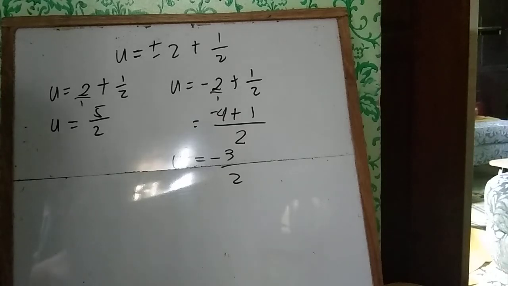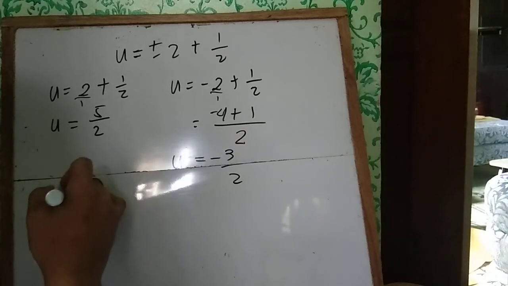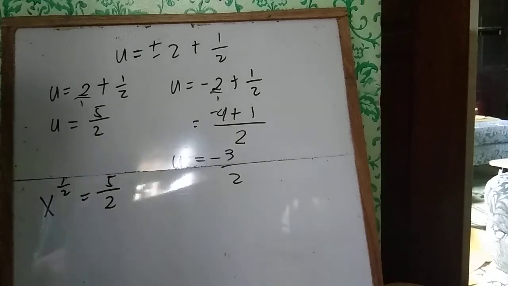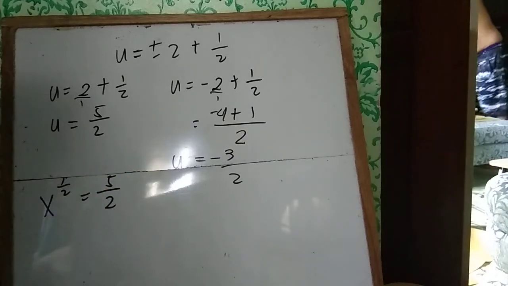Next is to replace. We replace u with x raised to the power of 1 half. So x raised to the power of 1 half is equal to 5 over 2. Next, after replacing, to remove the exponent of 1 half, we multiply both sides by the exponent of 2, because 1 half times 2 is positive 1.